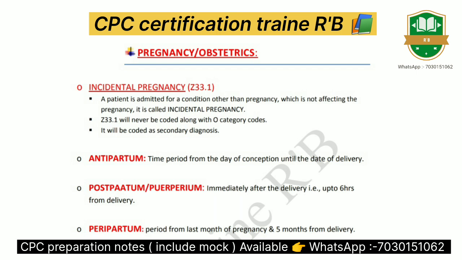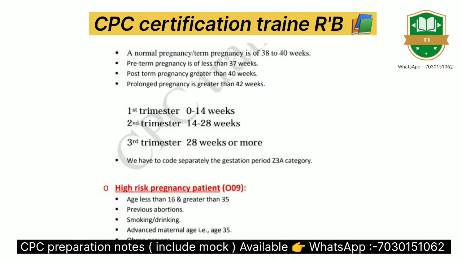Okay. Then discuss pregnancy by trimester. First trimester 0 to 14 weeks. Second trimester 14 to 28 weeks. Then third trimester 28 weeks or more, up to delivery. And the gestation codes are separately available in the Z3A category. You can check the Z3A category. They are available. Okay. Then you can read it sentence by sentence, and then you can get all the points.